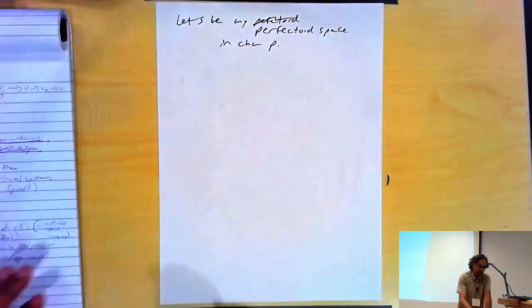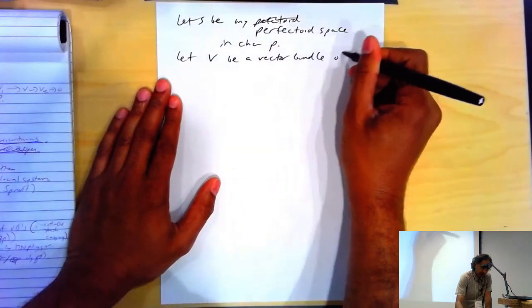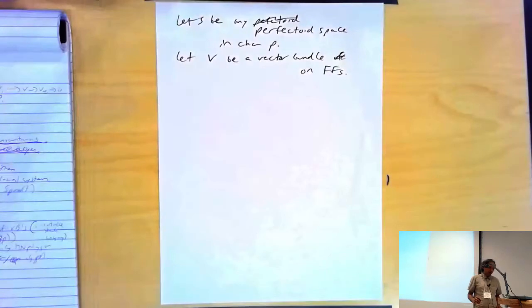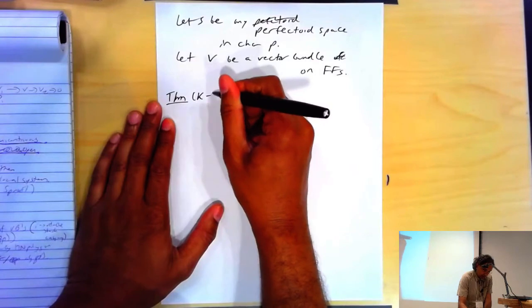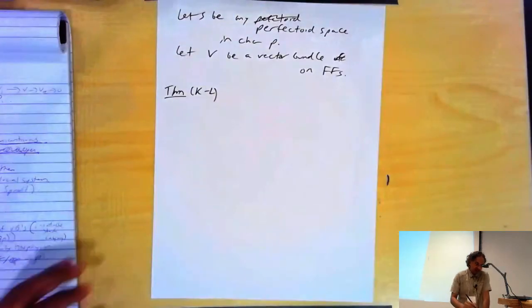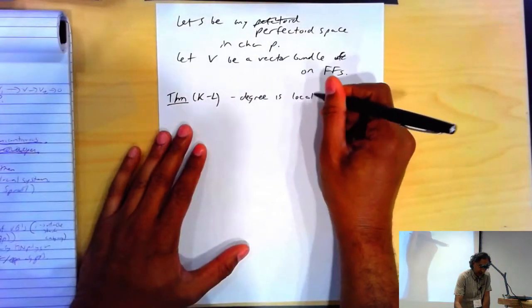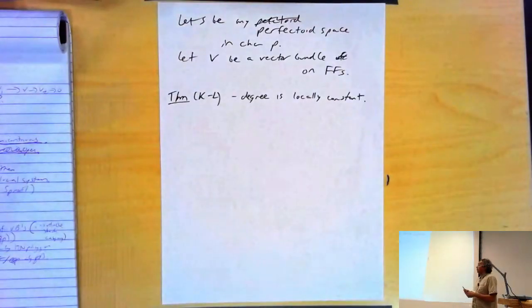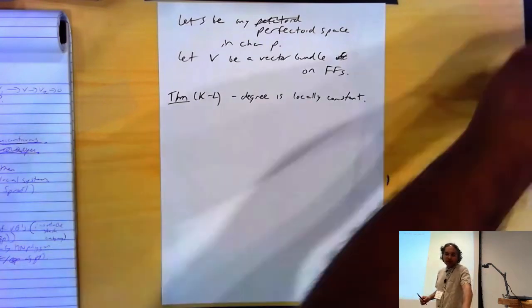And so let V be a vector bundle of some rank on, I don't care what the rank is right now, on this relative Fargues-Fontaine curve. So now we can say a bunch of things about this. One easy thing to say is that the degree is locally constant. So up to taking some decomposition into closed open pieces, you can imagine that the degree is going to stay constant. What does that mean about the polygons?